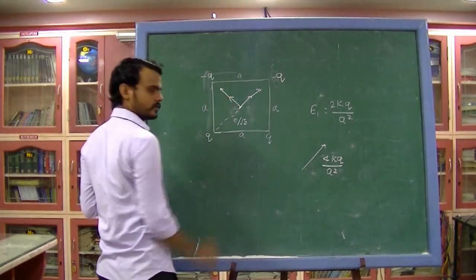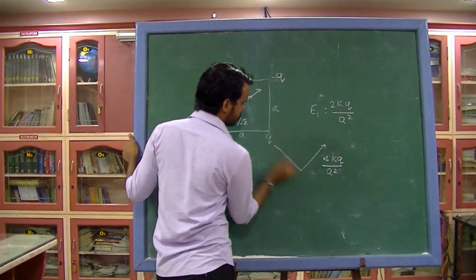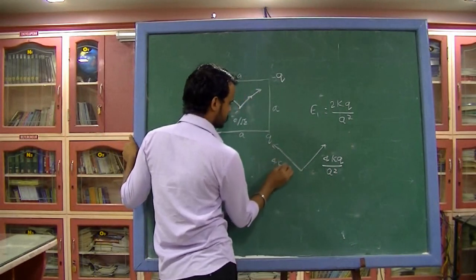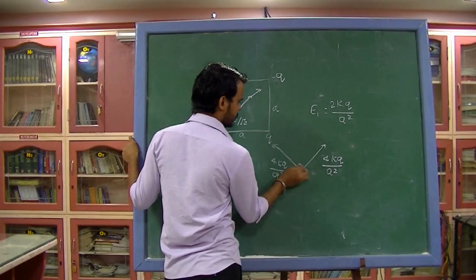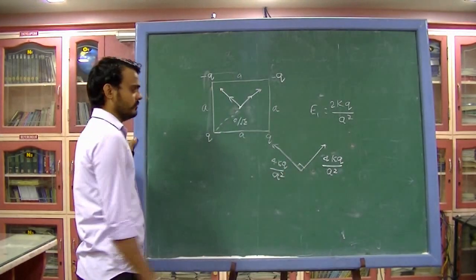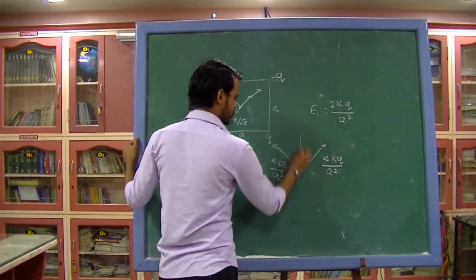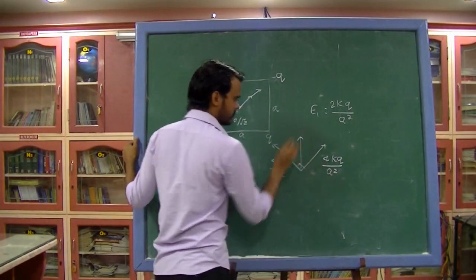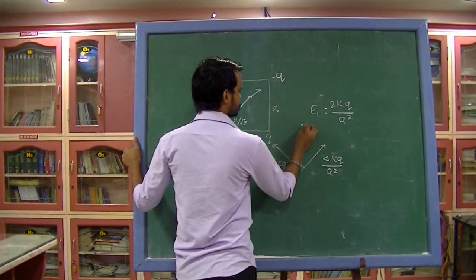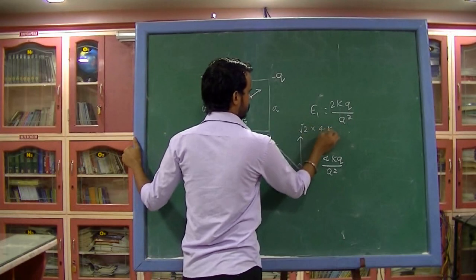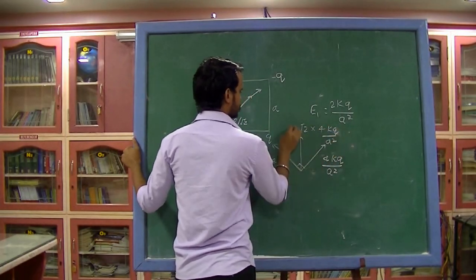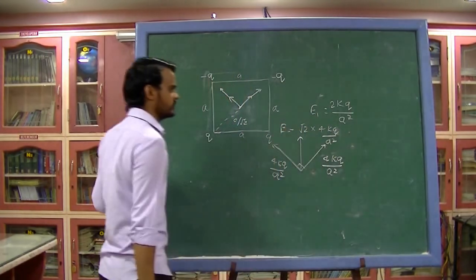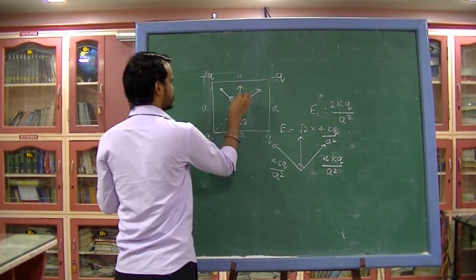Similarly, these two are also parallel. So, the resultant of these two also will be 4 k q by a square. Angle between them is 90 degree. So, what will be the resultant of these two? Resultant of these two vectors will be along this direction, which will be root 2 into 4 k q by a square. This is your net electric field intensity. Direction of net electric field intensity will be along this direction.